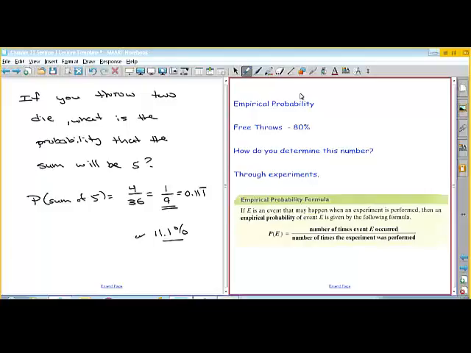But there are other cases where it's not a mechanical process. It's not a completely random process. In some ways, this does have some random nature to it. So I always use free throw percentage as my example of empirical probability. And so the question is, how do you determine the empirical probability? Well, you have to do experiments of some kind.